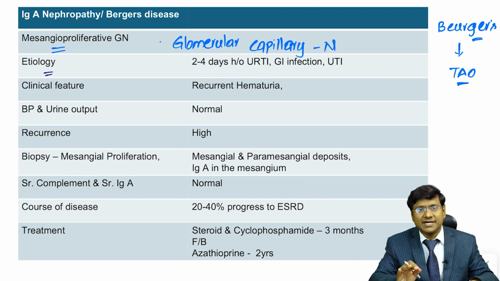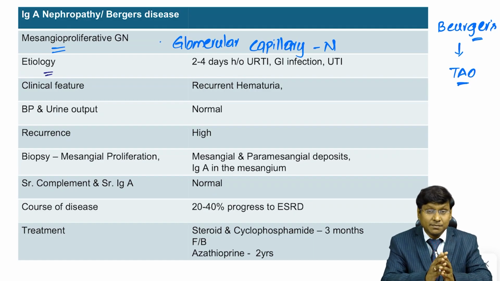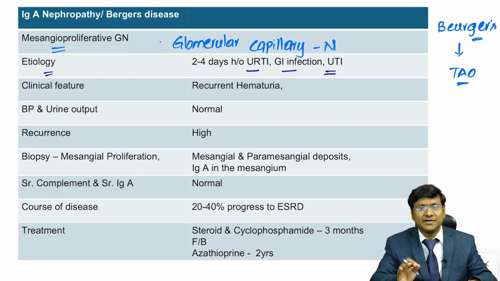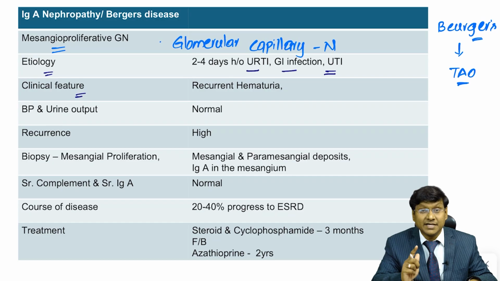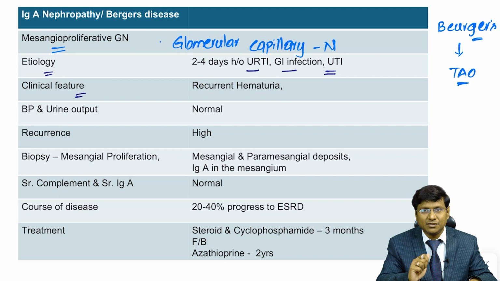Now, what is the etiology in IgA nephropathy or Berger disease is, it is like the infection 2 to 4 days back. So 2 to 4 days back, the history of upper respiratory tract infection or gastrointestinal infection or the urinary tract infection is the one which will predispose to the development of IgA nephropathy or Berger disease. And the clinical features, these patients, they will have recurrent microscopic hematuria. This is a very important point of difference from the post-streptococcal glomerulonephritis. In post-streptococcal glomerulonephritis, you don't have the recurrence. The recurrence is very rare, but here the recurrence is very common.